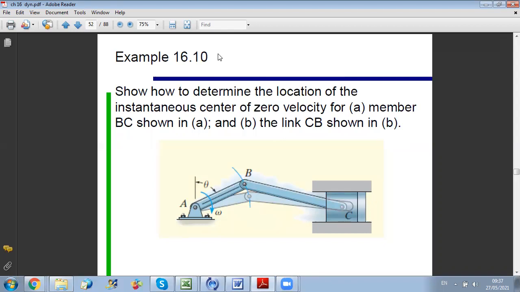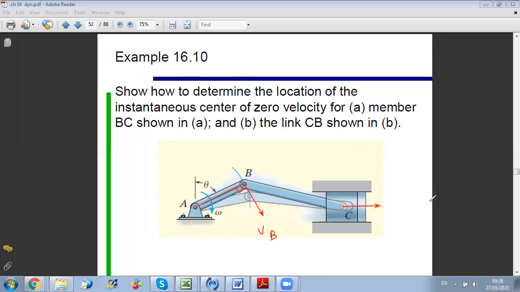To do this, first, B is rotating about A. So since it's rotation about a fixed axis, VB should be perpendicular to AB. Right? So I know already that VB, this is VB, is perpendicular to AB. Because it's rotating about fixed point A, this angle is 90 degrees. And what I know about C is that C is restricted to move in a horizontal slot. So VC is horizontal.